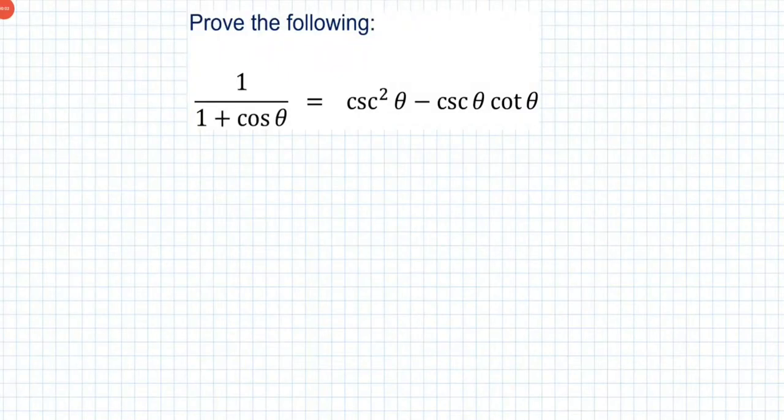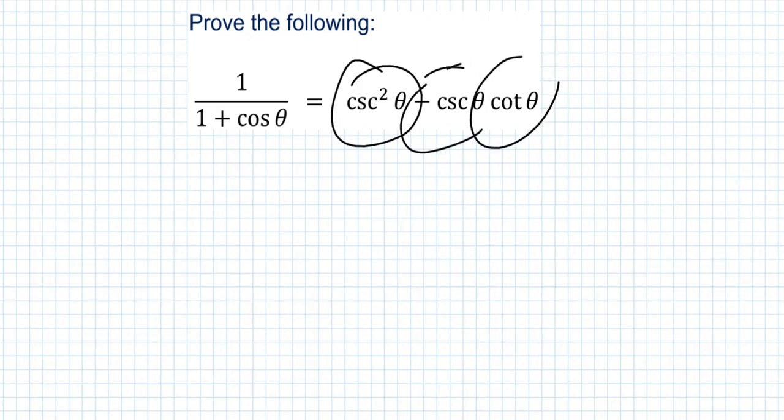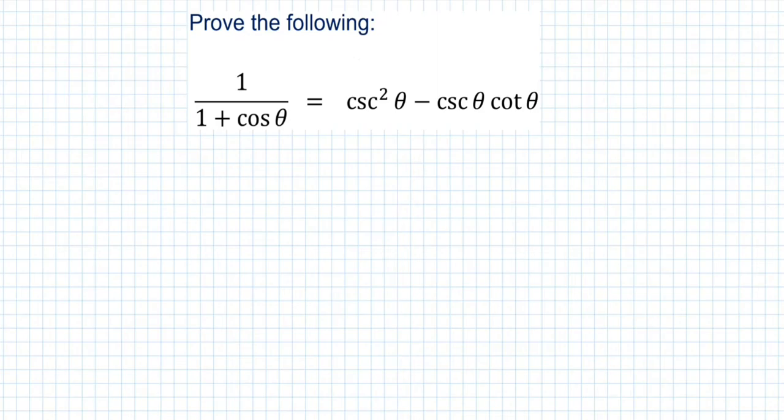We have yet another trig proof. Tip number 1, when tackling these, we need to get everything into sine and cosine. So we have a cosecant, we have another cosecant, and we have a cotangent. We're going to want to get rid of those and get them in a sine or cosine. So let's look at our trig identity sheet.